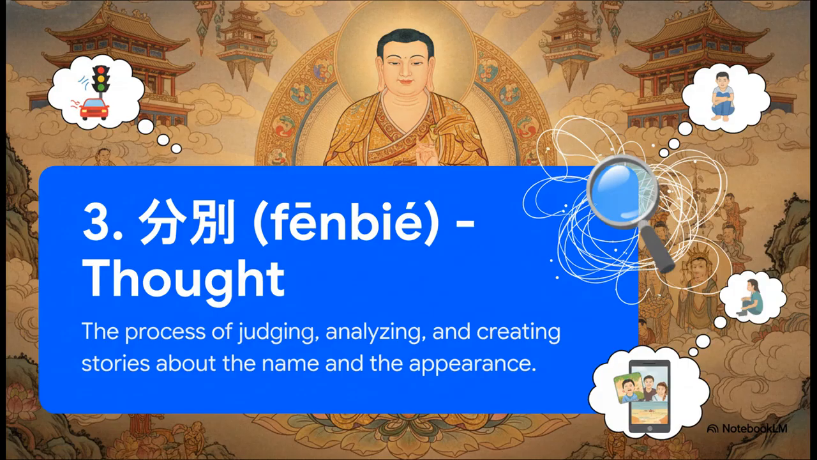Next comes thought, or what the text calls discrimination. And this is where the action really is. We go way beyond just naming things. We start weaving stories. Finally, a green light, I'm going to be on time. Why does my friend look so happy in that picture? This is our own internal storyteller, just going to town.